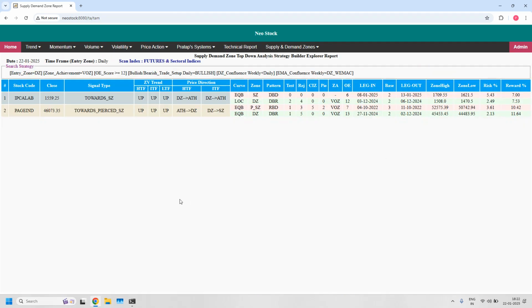Let's filter. We got 2 stocks. So these 2 stocks are even more high probability trade setup, bullish trade setup for monthly income trade. See, both these stocks are tested already. Okay, next.